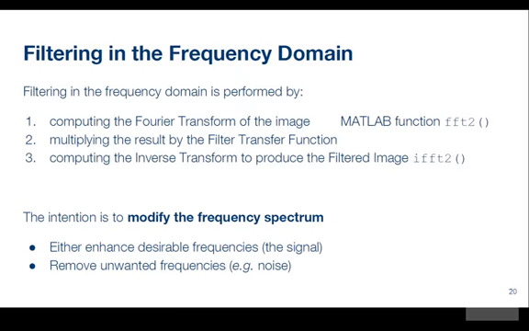So the basic method is we compute the Fourier transform of the image. It's a 2D Fourier transform. Then we use some sort of filter transfer function. Then we do an inverse transform back into real space, and that's our filtered image. The two Fourier transform functions are FFT2 and IFFT2.